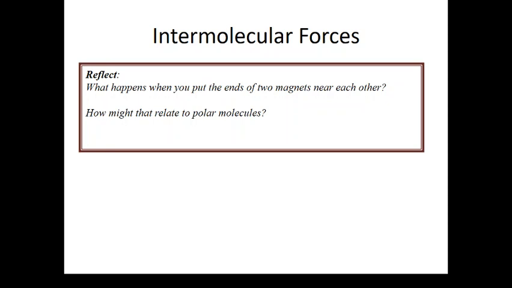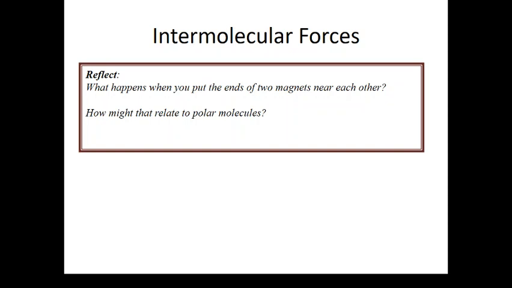So I want you to consider the following question. What happens when you put the ends of two magnets near each other? When you're dealing with magnets, we know that there are two different poles to the magnet. If you put the same pole towards one another, they repel. If you take the opposites, they attract.